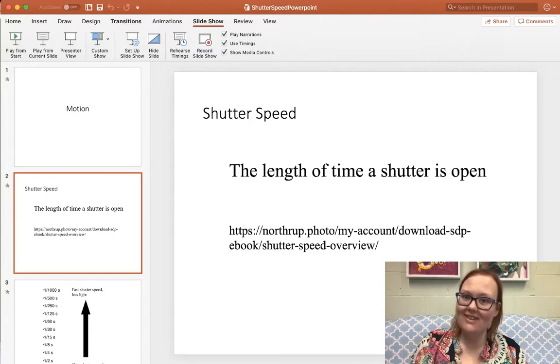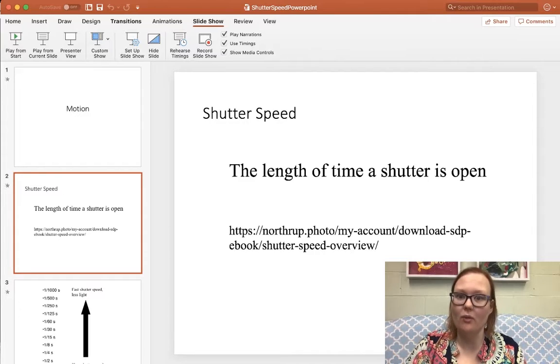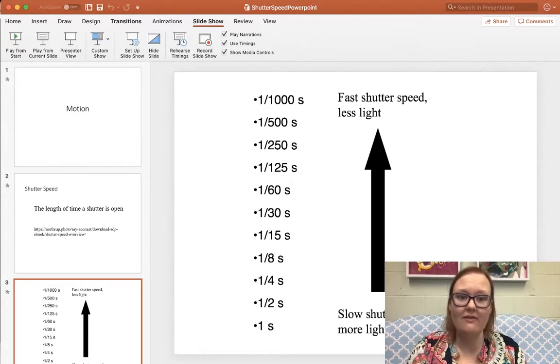And why this matters is capturing movement. When I have a ball or a car or even light in motion, I can manipulate my effects by determining what shutter speed I'm using. In general, the faster my shutter speed, the less light I'm letting into my camera. If my shutter is going off at 1/1000th of a second, that's really fast, so I may have to adjust my ISO to let more light in.